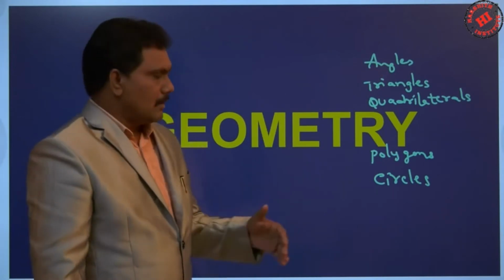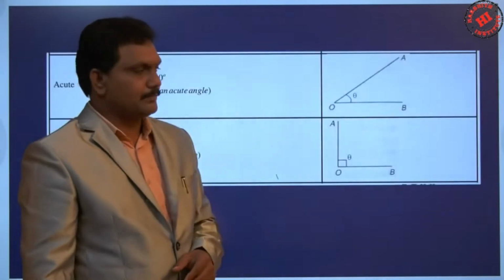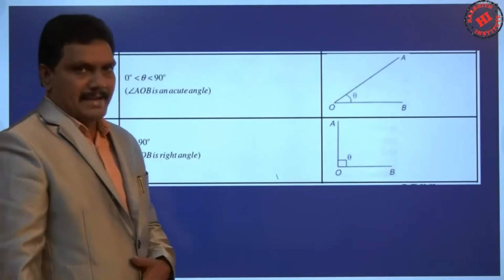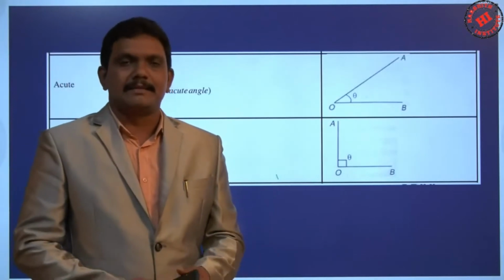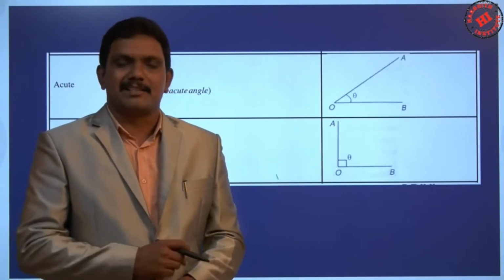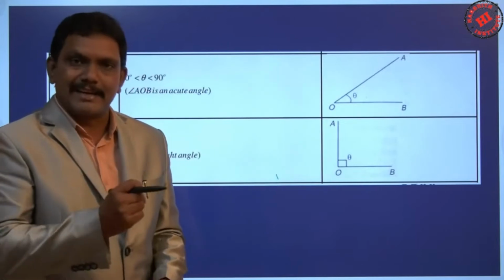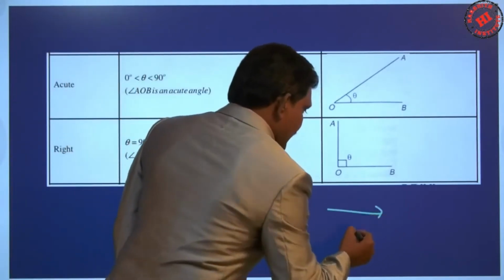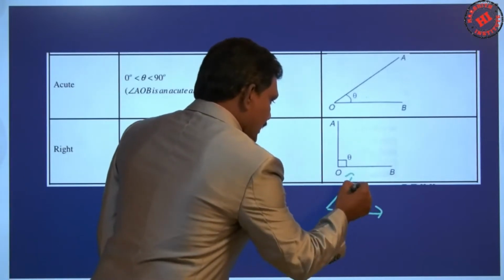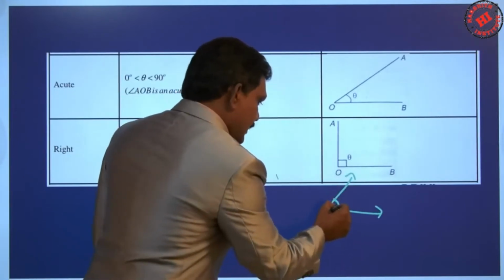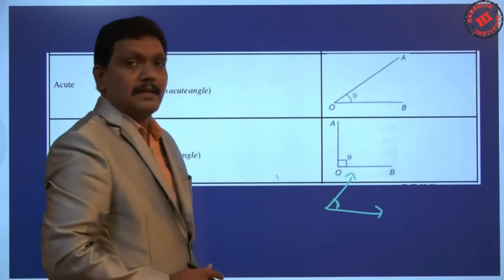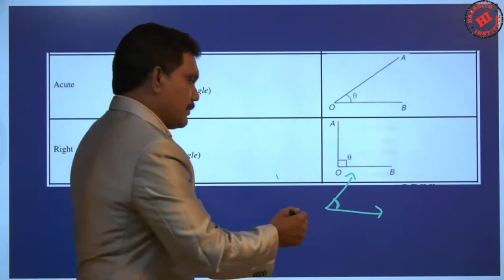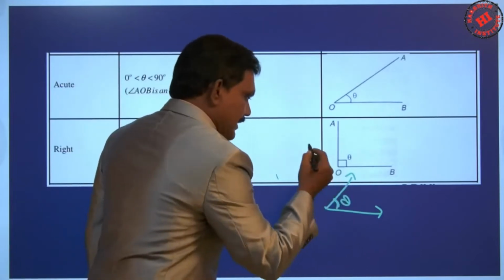Okay, dear students, let's start with angle. What are the types of angle? What does angle mean? It is the space or inclination between two rays having a common point. Angle is nothing but, let's consider a ray. The inclination between two rays having a common end point is called the angle.